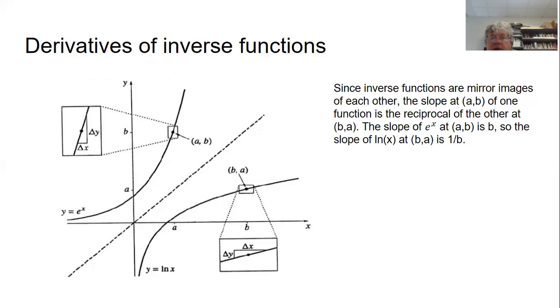So the slope of ln of x at B, A is 1 over b, 1 over the slope at A, B for the exponential function. But 1 over b is just 1 over x. So if you look at it, b is just the x value, what the input is. So that shows you that the derivative of ln of x is 1 over x. That's a really handy thing to do.